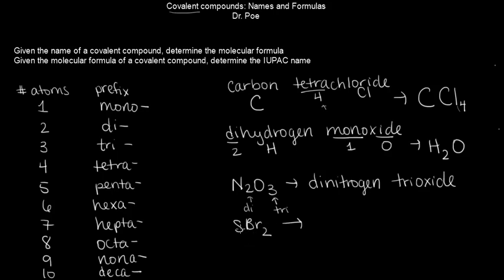Okay, welcome back. So now we've got 1 sulfur, 2 bromides. We don't have to write mono if it's in the first one. We only have to write mono if it's in the second. So this is going to be sulfur dibromide, because there's 2 of them. And that's it.